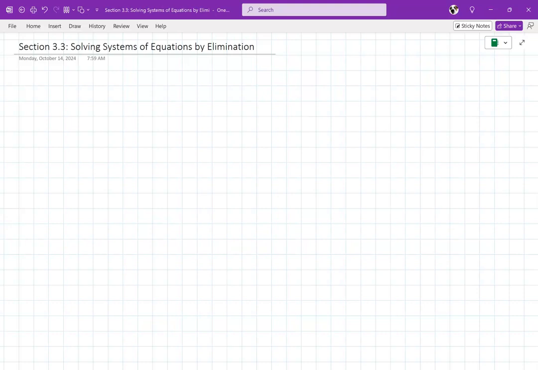And I told you guys that that is the least accurate way to solve a system of equations, because your lines can be crooked, so your intersections may not happen where they're supposed to happen. Then we moved on to section 3.2, which was substitution.